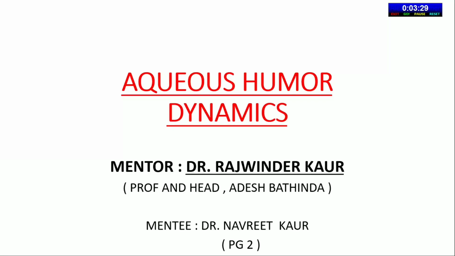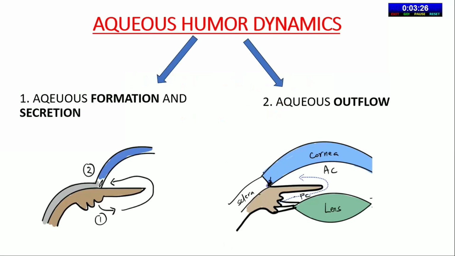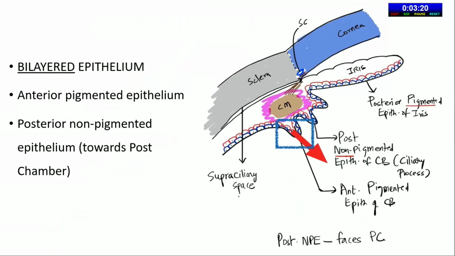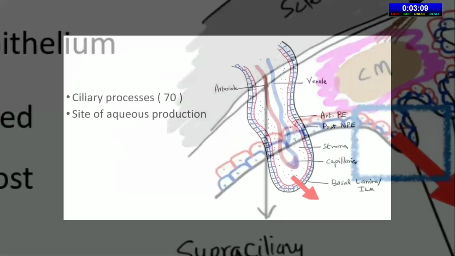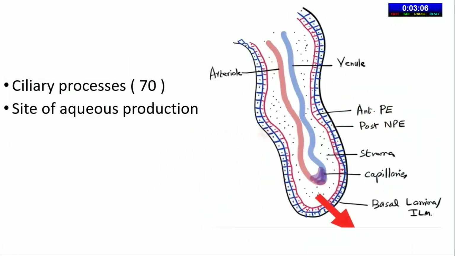Good afternoon, everyone. So my topic is aqueous humor dynamics. It is divided into two parts: aqueous formation and secretion, and aqueous outflow. So the ciliary body has a bilayered epithelium. Anteriorly the pigmented epithelium is present, and posteriorly the non-pigmented epithelium is present, which is towards the posterior chamber. Zooming in, this is the ultrastructure of the ciliary body. There are 70 ciliary processes. This is the site of aqueous production. There are arterioles and venules and stroma in between, with the pigmented epithelium anteriorly and the non-pigmented epithelium posteriorly.